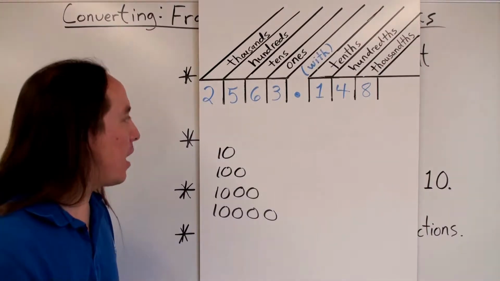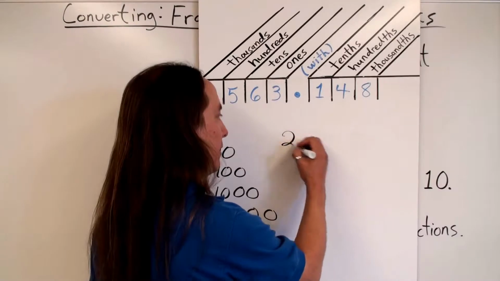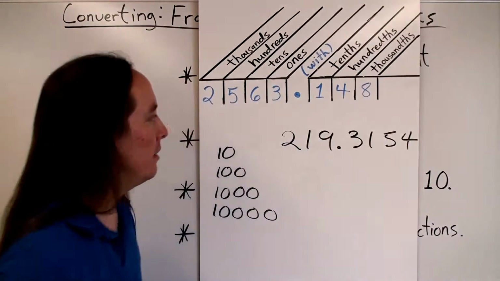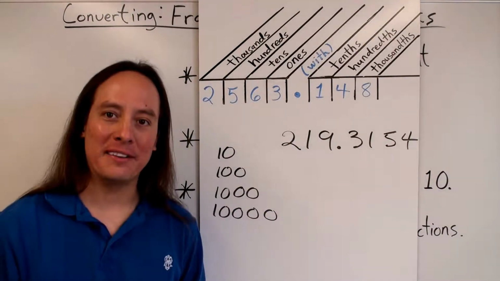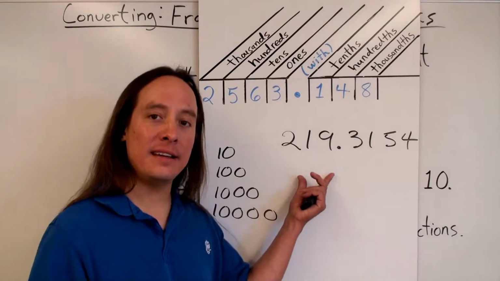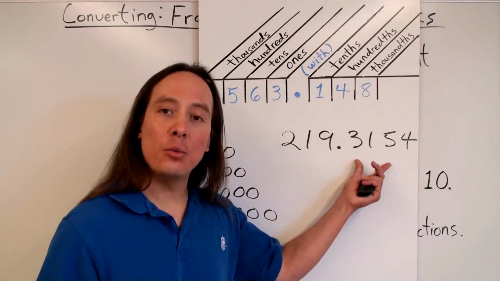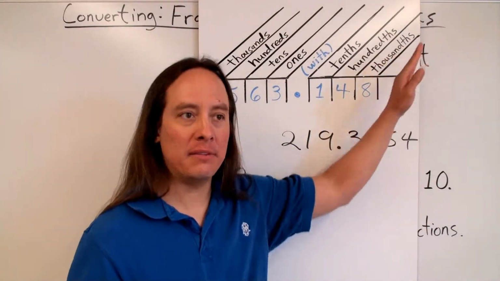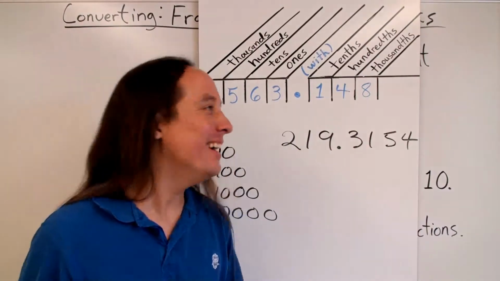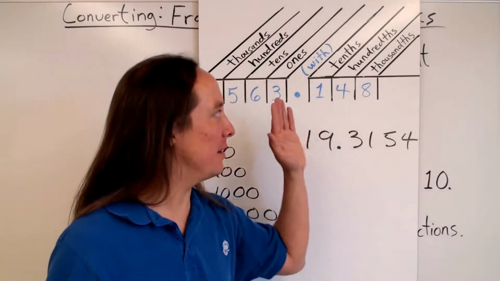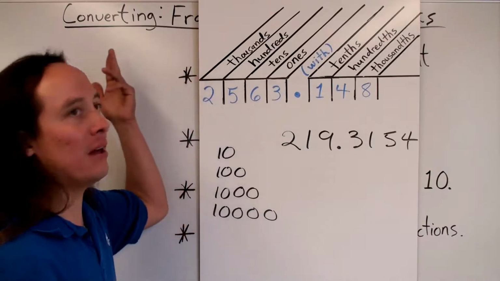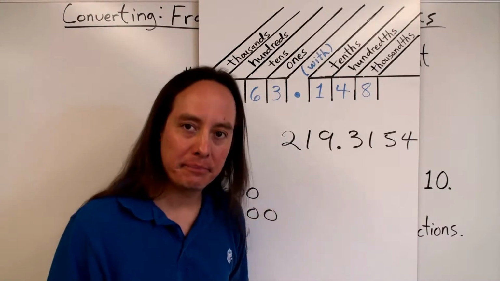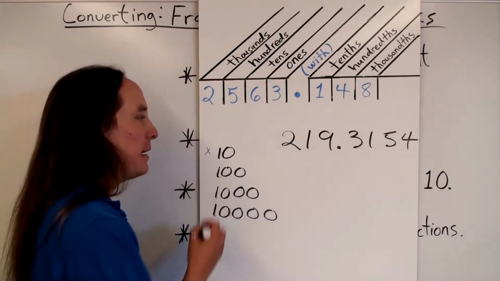Factors of 10. Now, let's just take a number like 219 with 3,154 10,000ths. And I know I don't have the fourth place value here. I'm missing that because I ran out of room on my little board. It's kind of small, but it just goes on forever, right? It goes on, etc. And same thing in this direction. It goes on to 10,000ths, 100,000ths, etc. Okay? But anyway, let's take this number and let's multiply it by 10.